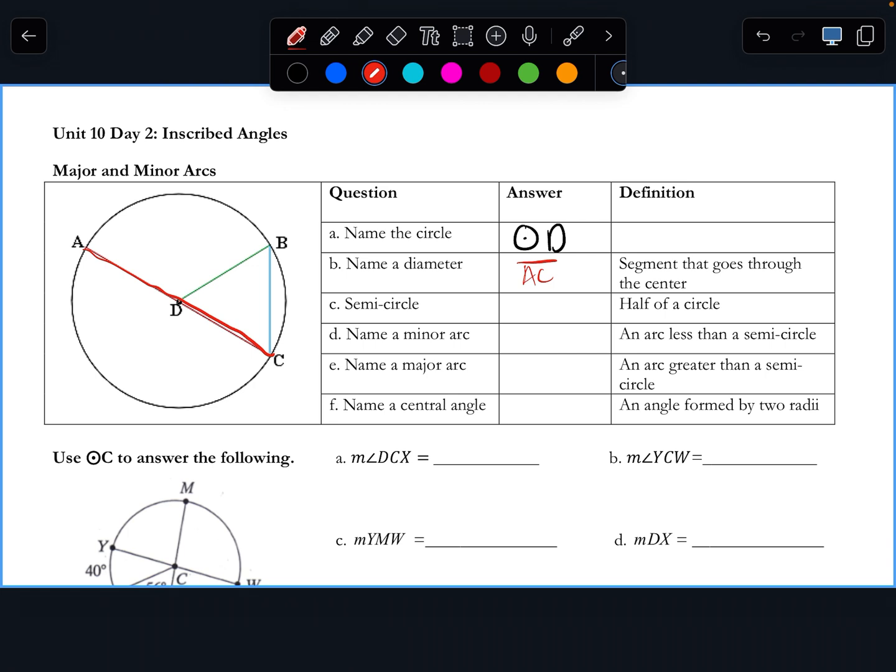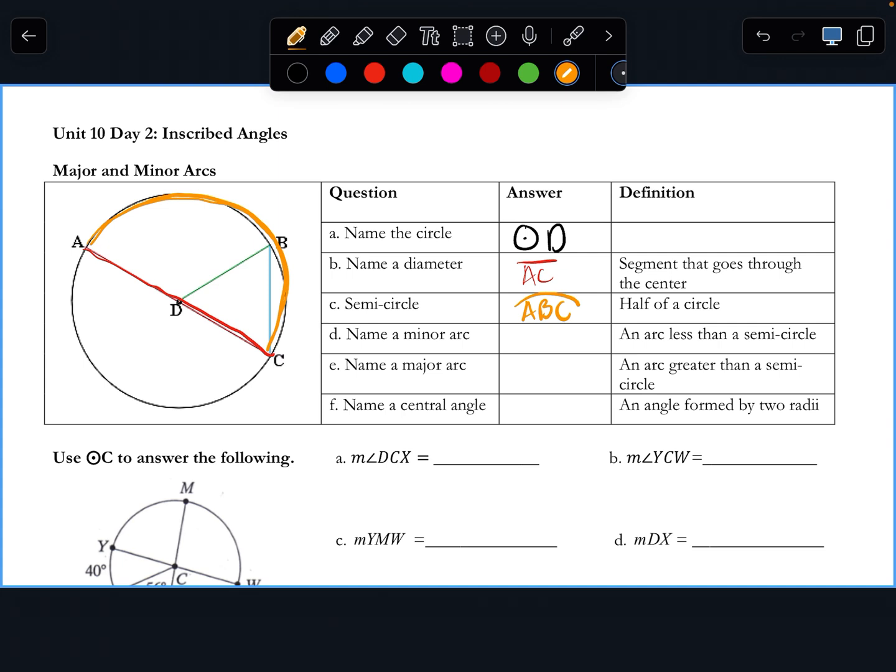So for a semicircle, this would be a semicircle. You can label that A, B, C with a little curvy thingy above it. So you have to either go clockwise or counterclockwise, so you could do C, B, A. You could technically do AC, but usually in textbooks they do semicircles with 3 letters. So it's all the letters you pass on the way.